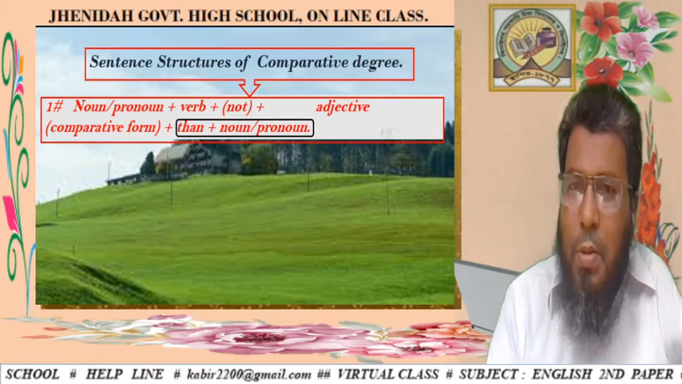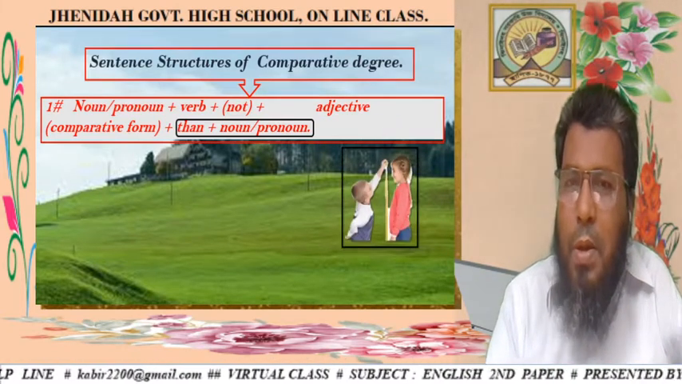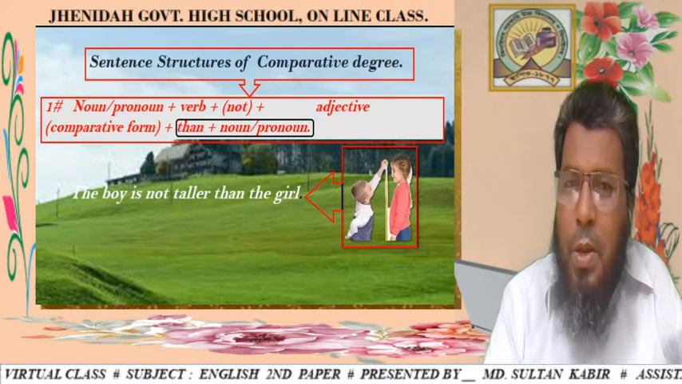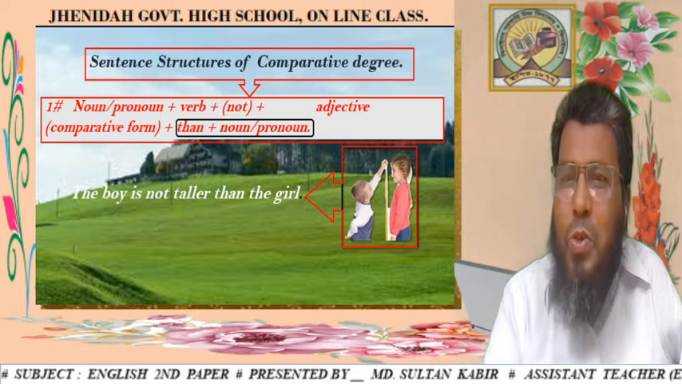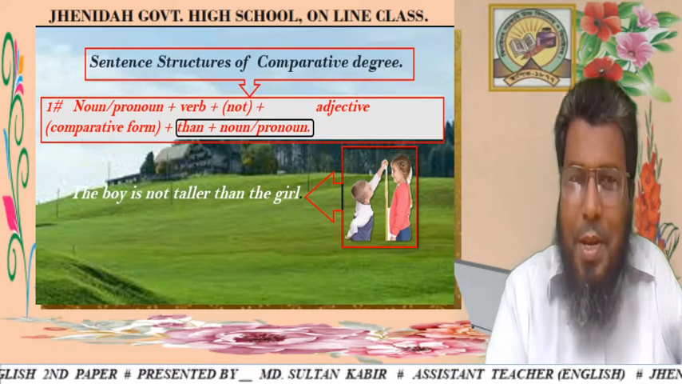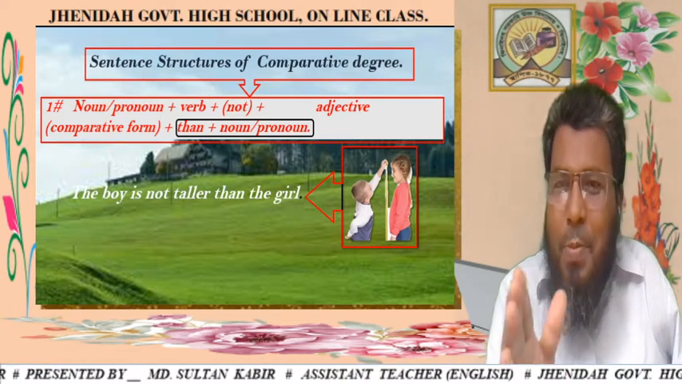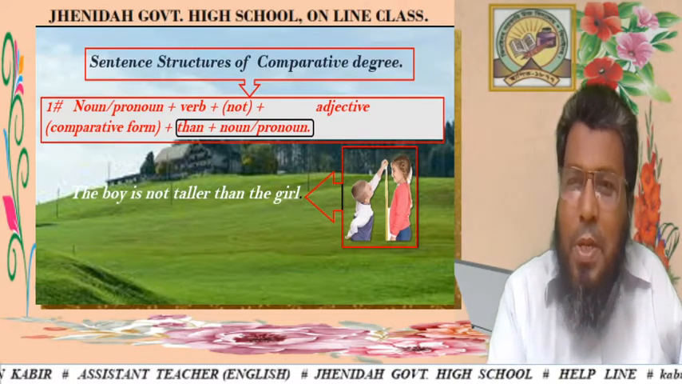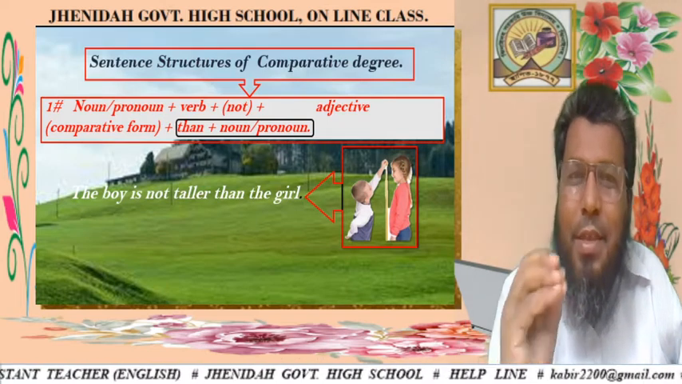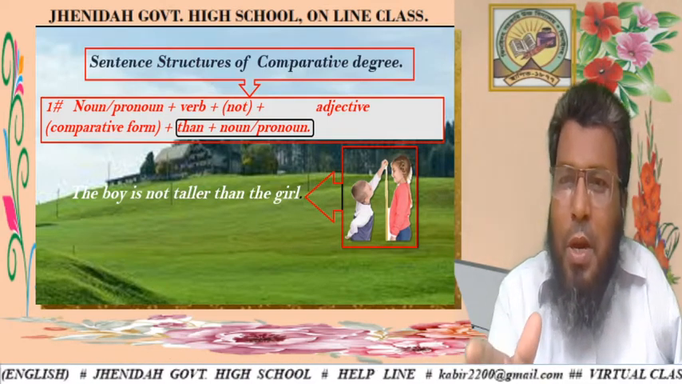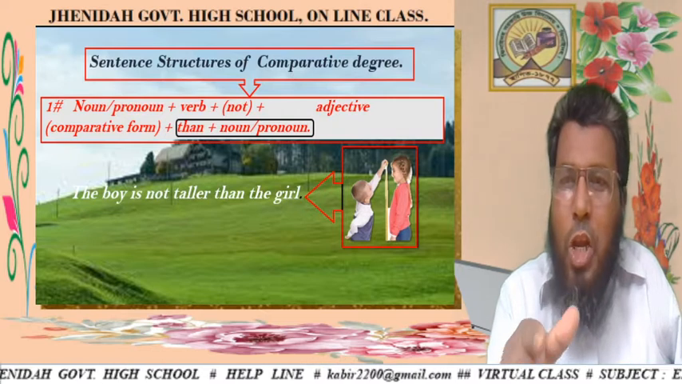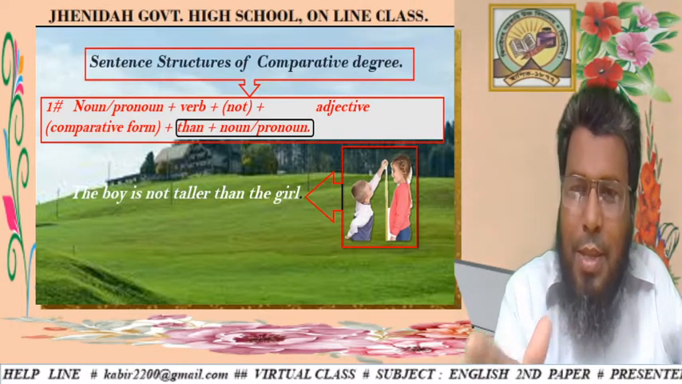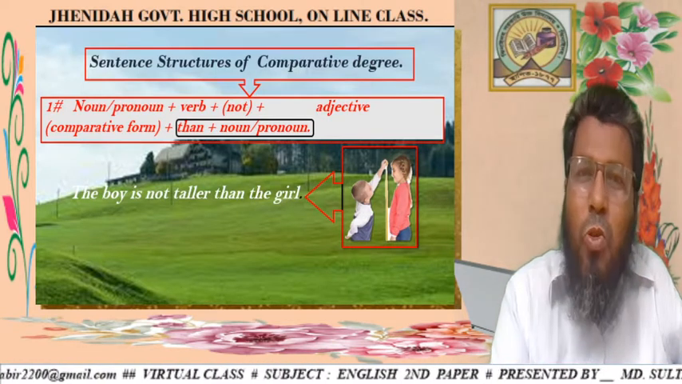Okay, fine. Now look at the example here. What does the picture or image show us? The boy is no taller than the girl. Am I clear? Here, there is a boy and a girl, and the boy is short and the girl is tall. That means the boy is not taller than the girl. That is a negative sentence. That's why the boy is the noun and verb is and then not, and then the comparative form of adjective taller, and then the noun or pronoun the girl.